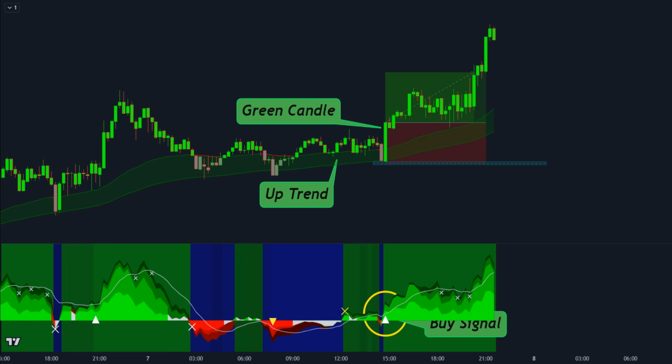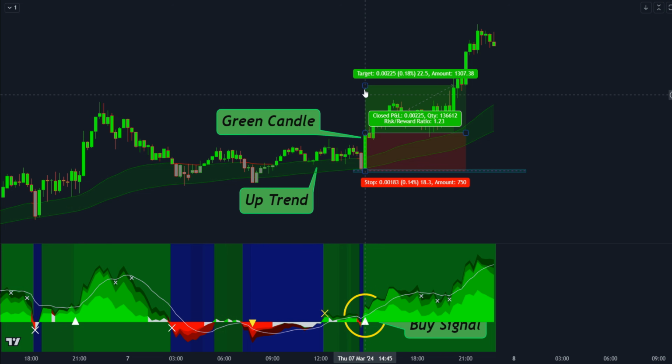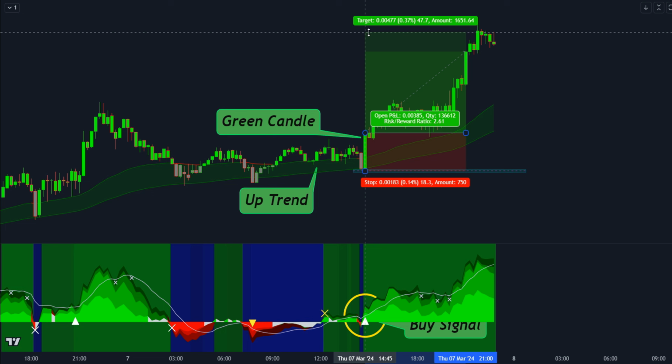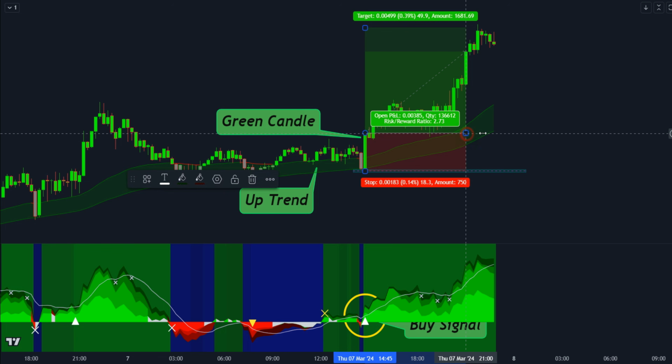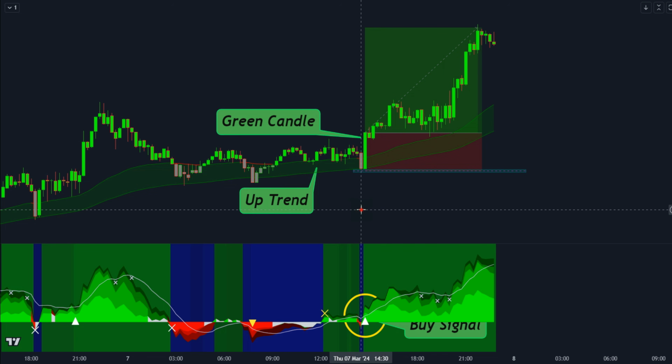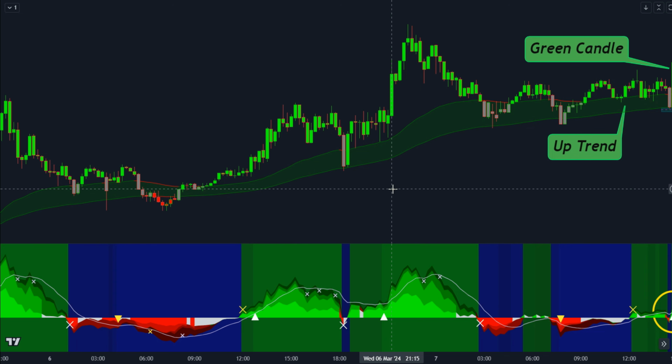Exiting a trade is just as important. We recommend aiming for a risk-reward ratio of 1 to 1.5. Basically, for every bit of risk you take, you aim to earn 1.5 times more in return.